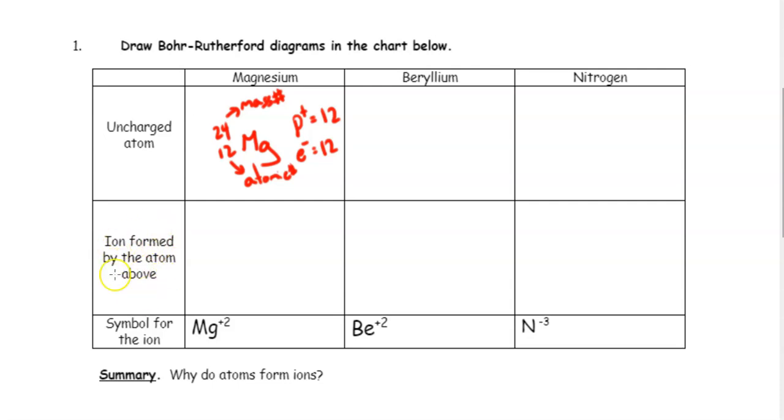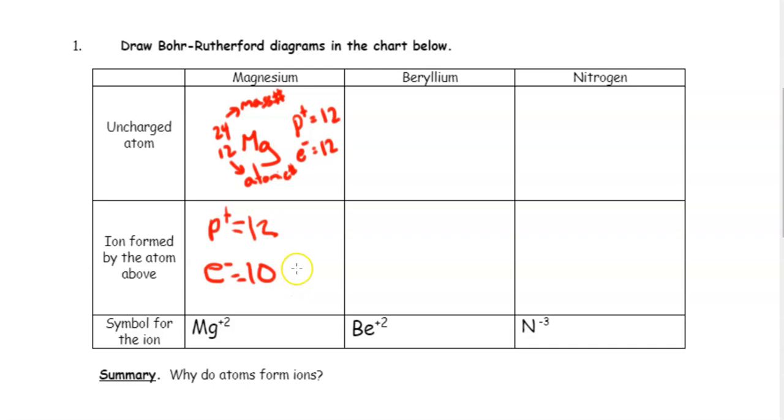Now, the ion that's going to be formed. This is interesting. Okay. I got this. So, we're looking at that charged atom. Yep. So, in protons, there will be 12. In electrons, there will be 10.